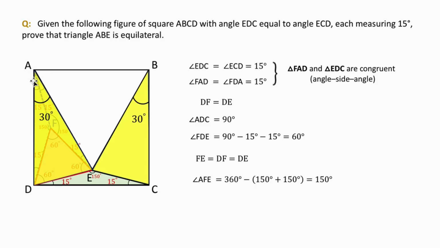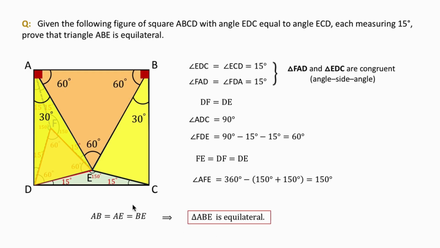The total angle at point A and B is 90 degrees. This means that each of these two angles is 60 degrees. As a result, the third angle is also 60 degrees. This proves that in the orange triangle, AB, AE, and BE are all equal, which means that the triangle ABE is equilateral.